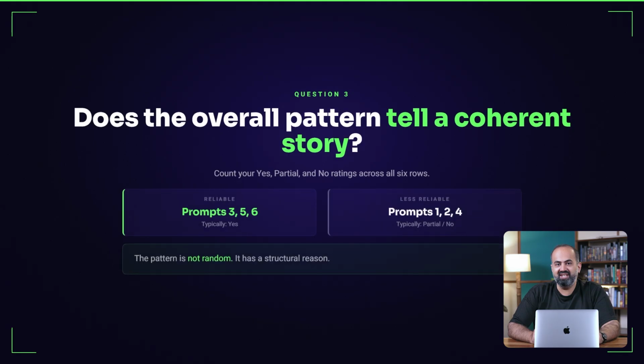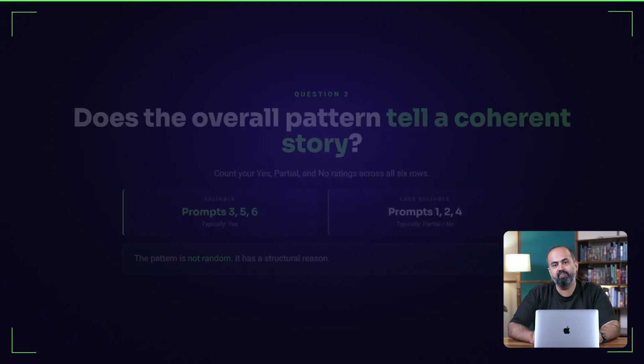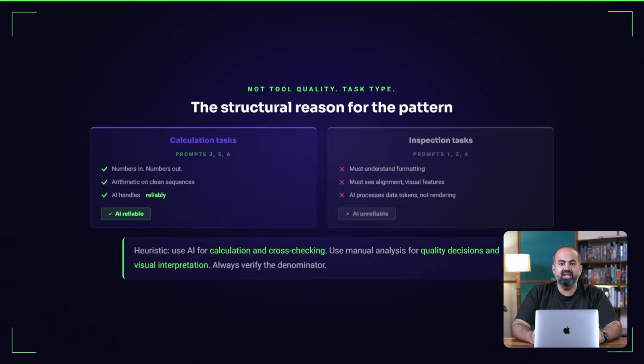Question 3. Does the overall match pattern tell a coherent story? Count your yes, partial, and no ratings across all 6 rows. Most learners see a pattern like 2 yes, 3 partial, 1 no, or 3 yes, 2 partial, and 1 no. The exact numbers vary depending on tool, session, and dataset version. But the pattern, reliable on prompts 3, 5, and 6, less reliable on prompts 1, 2, and 4, is consistent and is not random.